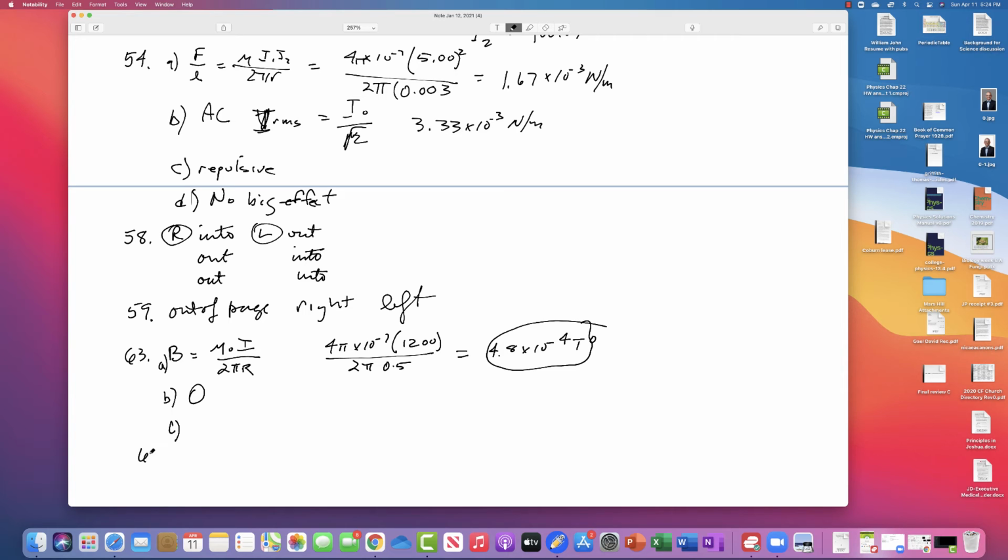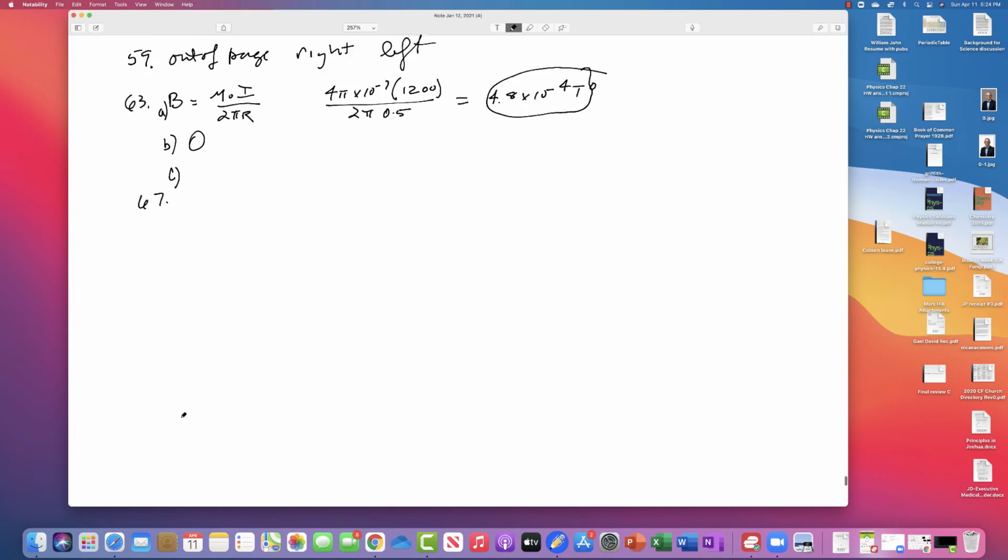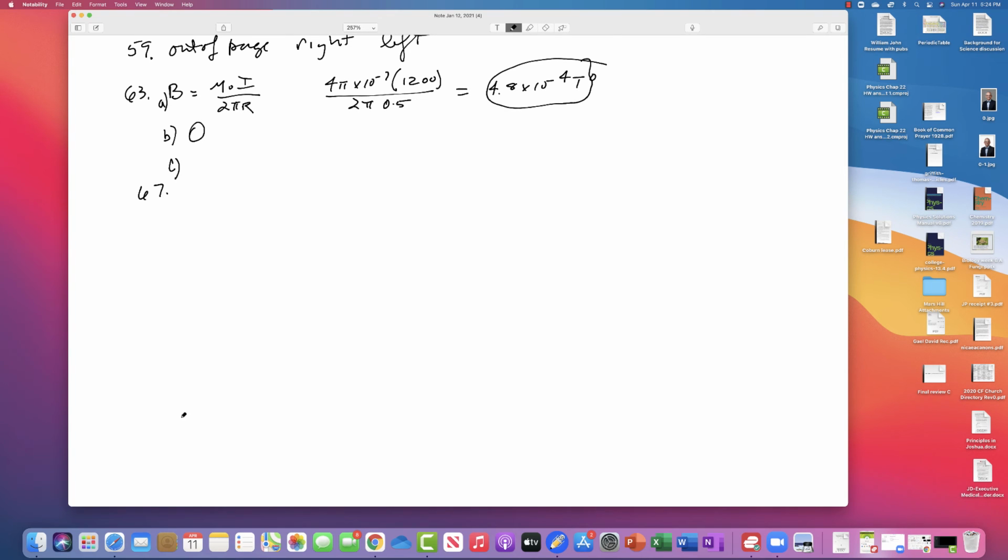Number 67. Number 67 states the following. Measurements affect the system being measured, such as the current loop in figure 22.56. Estimate the field the loop creates by calculating the field at the center of the loop 20 centimeters in diameter, carrying 5 amps. Okay.